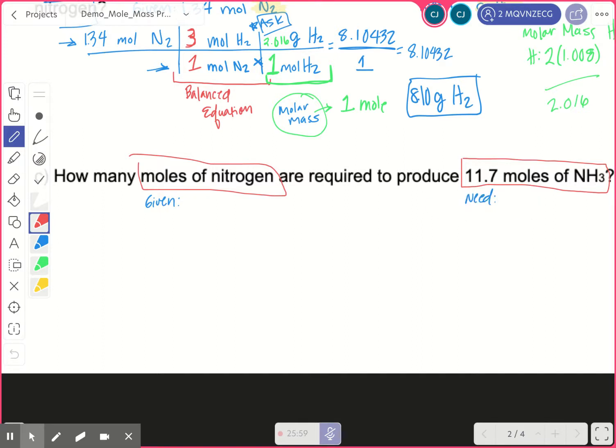What's my given? Oops, I did this wrong. It's moles. That's my fault. NH3. There we go. All right, what do I do now?